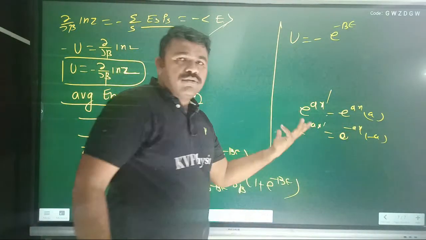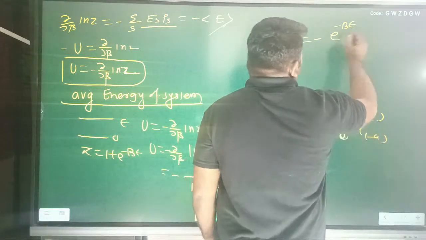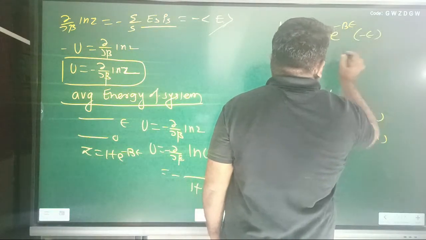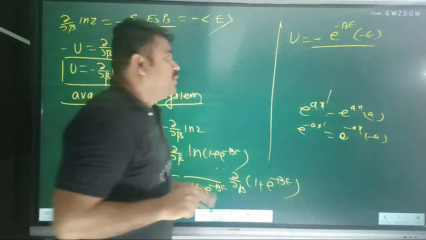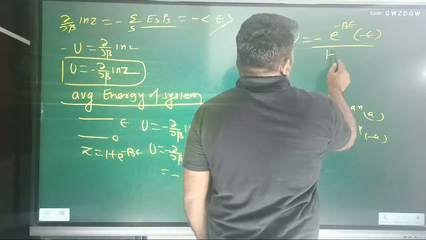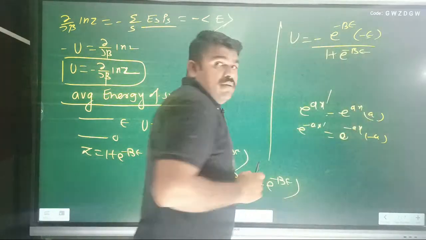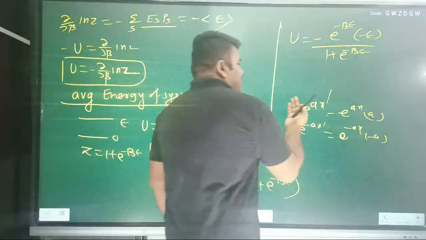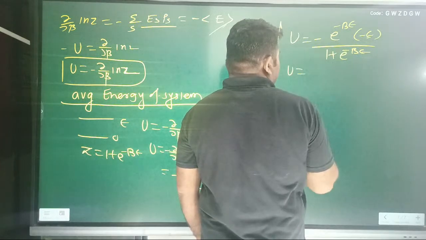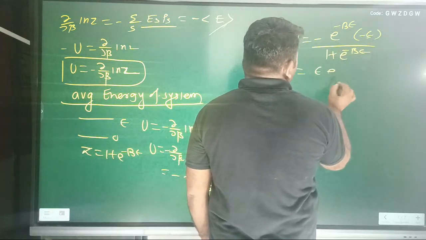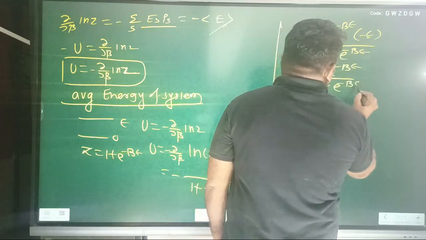Similarly here, the derivative of e to the power minus beta epsilon is e to the power minus beta epsilon into minus epsilon, because we take the derivative with respect to beta, and the denominator stays the same, 1 plus e to the power minus beta epsilon. Minus into minus is plus. So the average energy of the system is epsilon e to the power minus beta epsilon upon 1 plus e to the power minus beta epsilon.